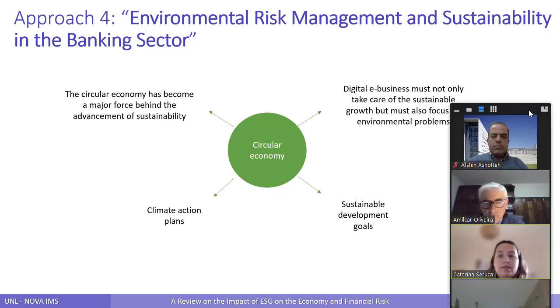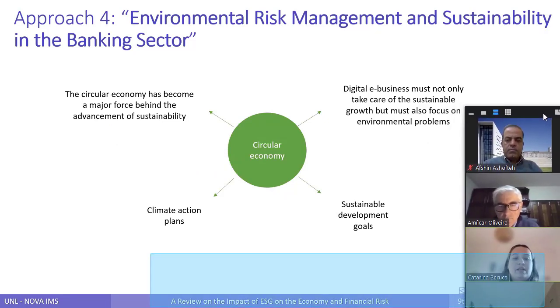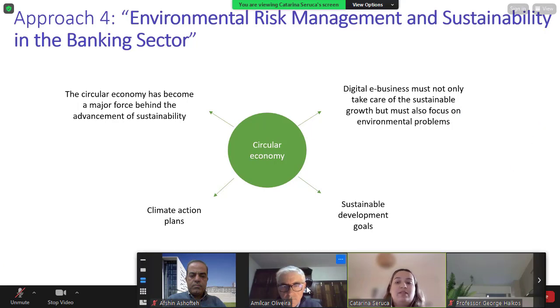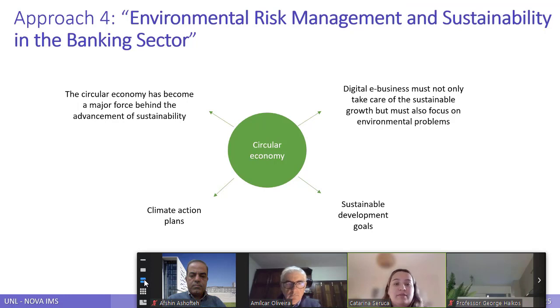As we know, a circular economy aims to create a regenerative system that benefits businesses, society, and the environment by reducing waste, conserving resources, and promoting sustainability. This concept falls within the scope of implementing ESG measures. The circular economy has become a major force behind the advancement of sustainability. Businesses operating in this circular economy have made major contributions to employment and to the gross domestic product.